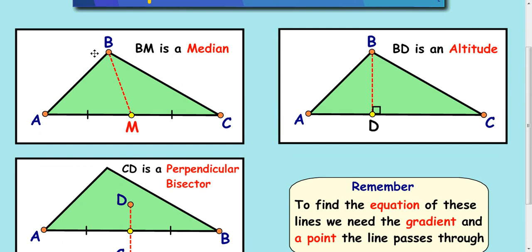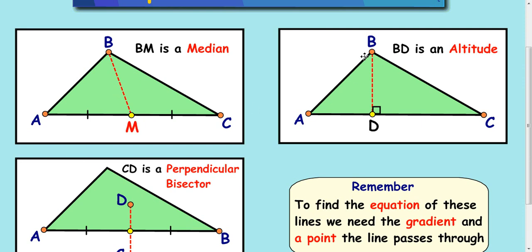A median is a straight line going from one vertex or corner point directly across, meeting the opposite side in the middle. This can be remembered quite easily from the fact that the median of a data set is a number in the middle.